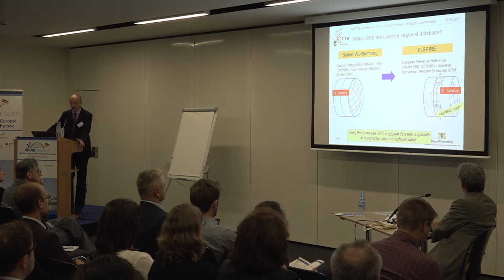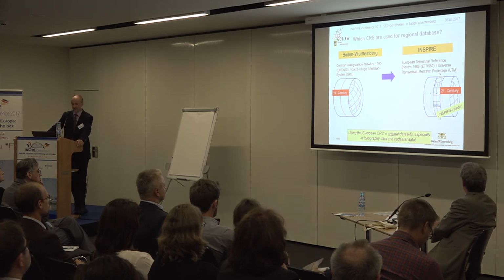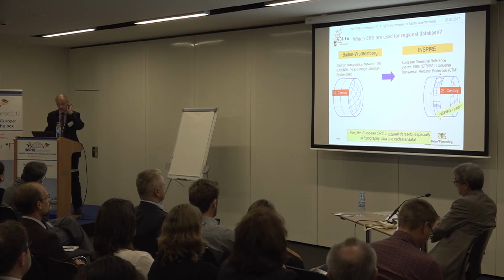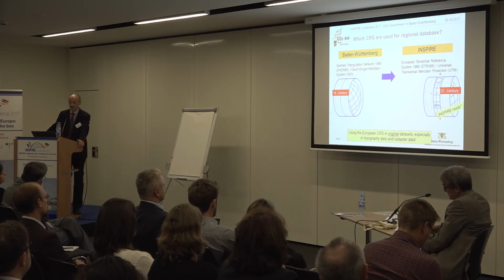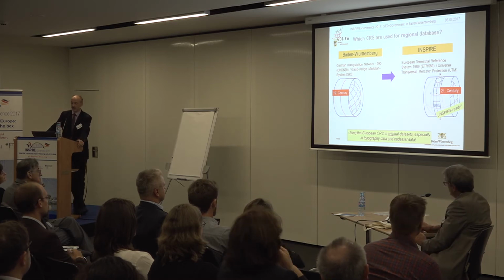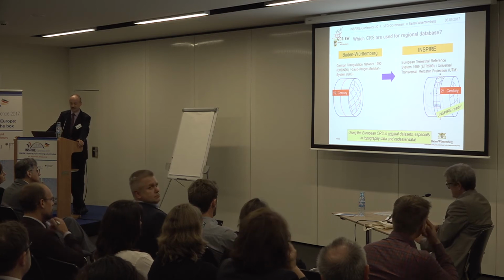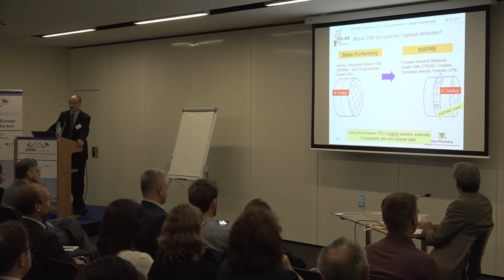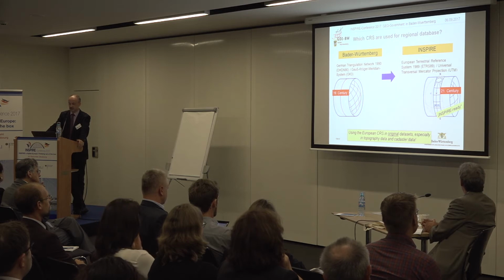The coordinate reference system of Baden-Württemberg today is the Gauss-Krüger system based on the German triangulation network. It's a system established in the 19th century, realized in Baden-Württemberg in the 20th century, and is quite good. About 1-2 centimeters per 100 meters in accuracy, and it is the base for all the data sets in Baden-Württemberg today. Inspire wants the European Terrestrial Reference System 1989, combined with some projections, for example, the transversal Mercator projection.